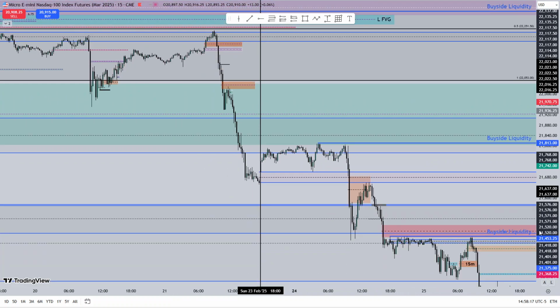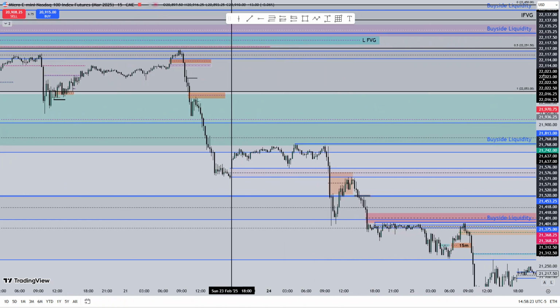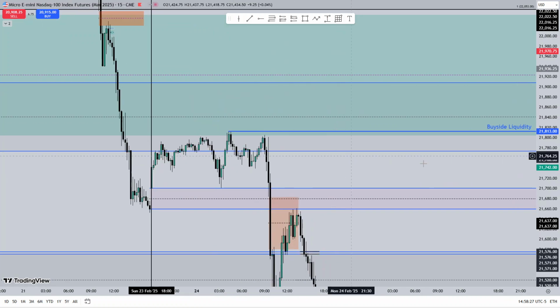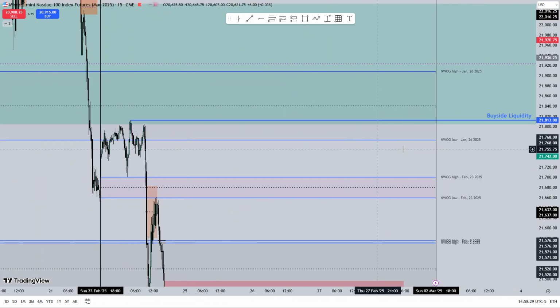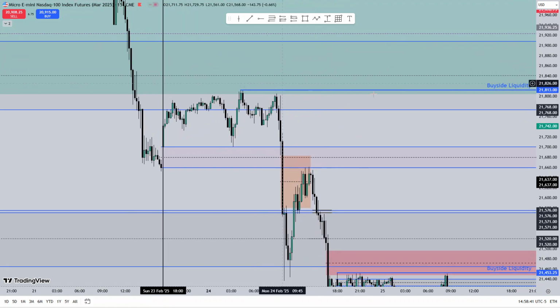Also there is a higher time frame PD array. I think it's a 1 hour fair value gap. So the market simply traded the fair value gap. Also, wait, let me show, there is a new week opening gap. So this is the new week opening gap. The market traded the new week opening gap and that specific higher time frame PD array gap, and the market simply fell and kept this buy side liquidity.